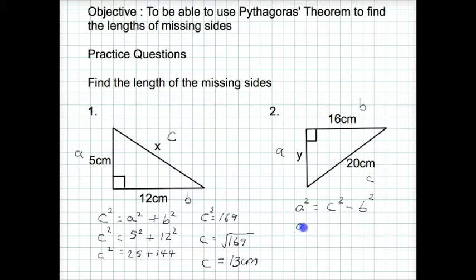So now I get A squared is equal to C squared, which is 20 squared, take away B squared, which is 16 squared. So I get A squared is going to equal 400 take away 256. So if I work that out, I get 144. So A is going to equal the square root of 144, which you should know is 12.